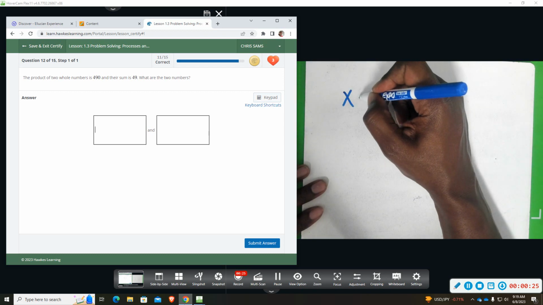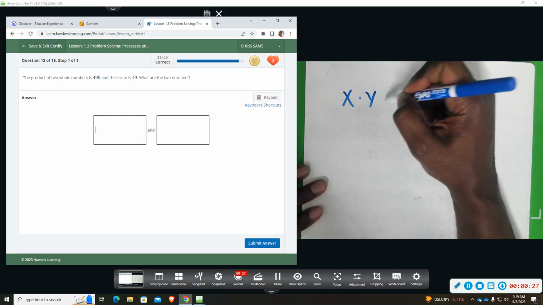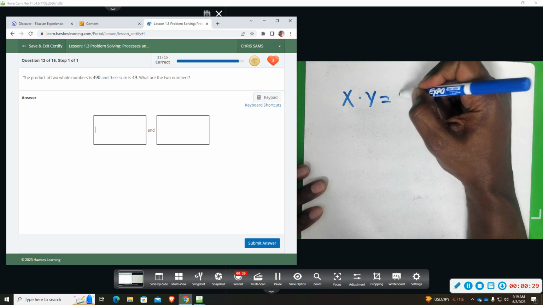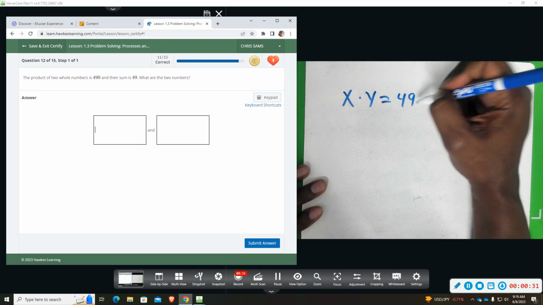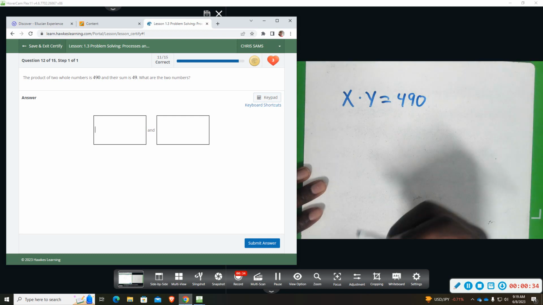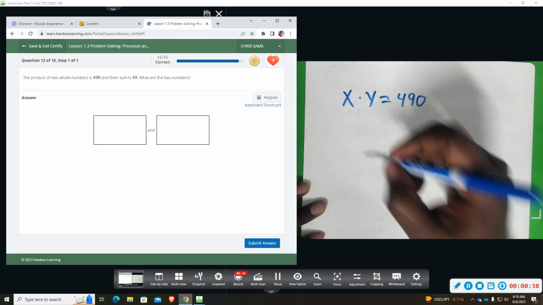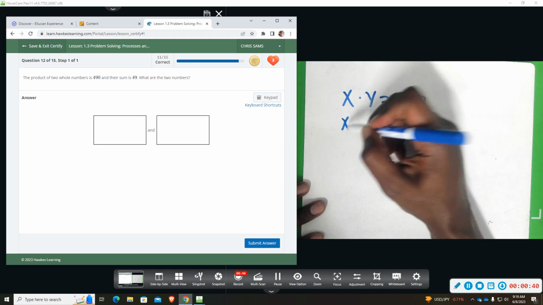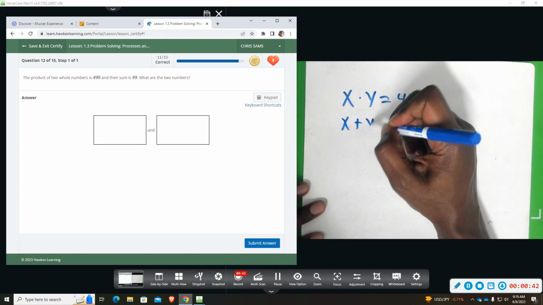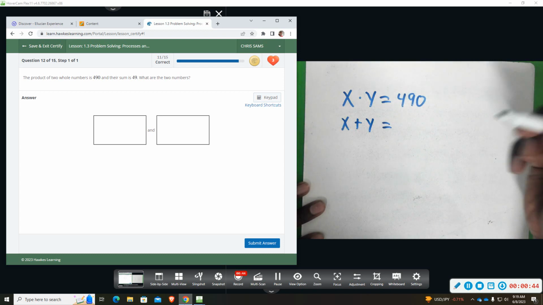So x times y, and that's going to equal 490 when I multiply them. If we add them, it says their sum, so that means we add them. If I add x plus y, that gives us 49.